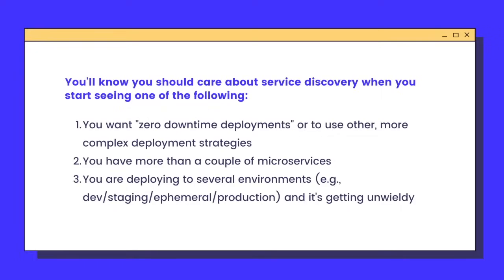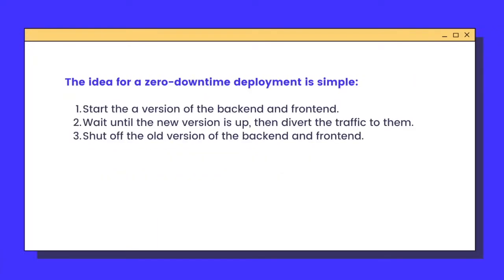If you have more than a couple microservices, it's going to get hard to remember where they all are. And if you're deploying to several environments, like if you have a developer environment, a staging environment, an ephemeral environment, and production environment that all have different IP addresses, it's going to get pretty unwieldy to set the IP addresses all over the place. So let's focus on zero downtime deployments because they're illustrative of the broader problem. Before that, though, let's talk about reverse proxies, which are another crucial system design and DevOps concept. The idea for a zero downtime deployment is simple, as we've seen.